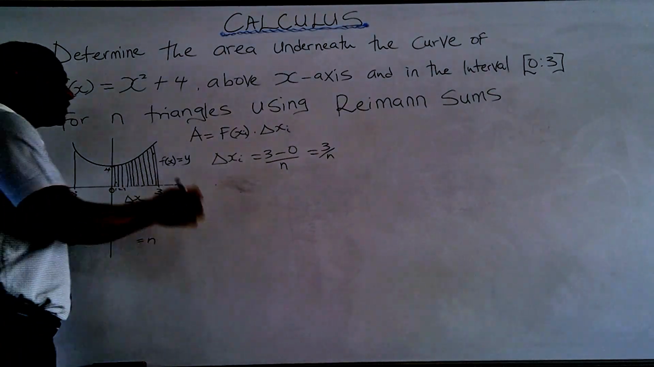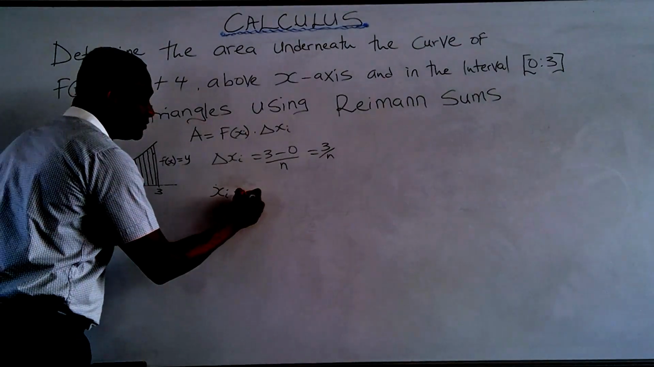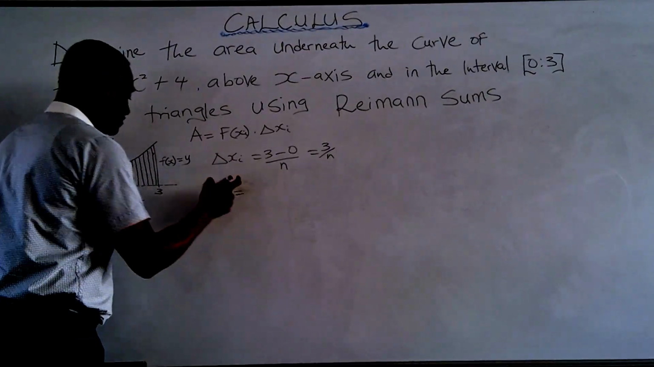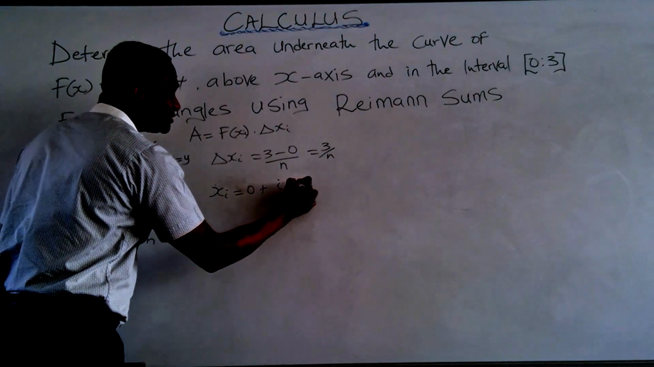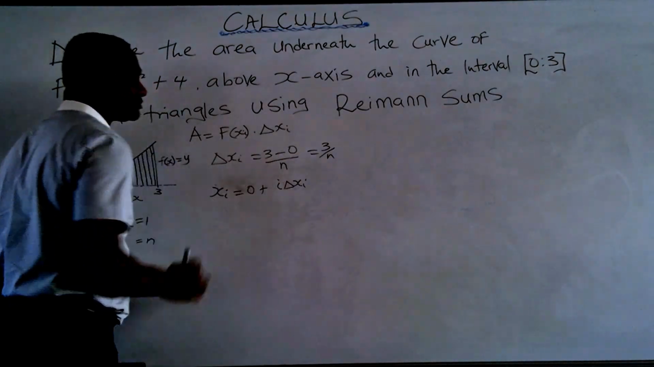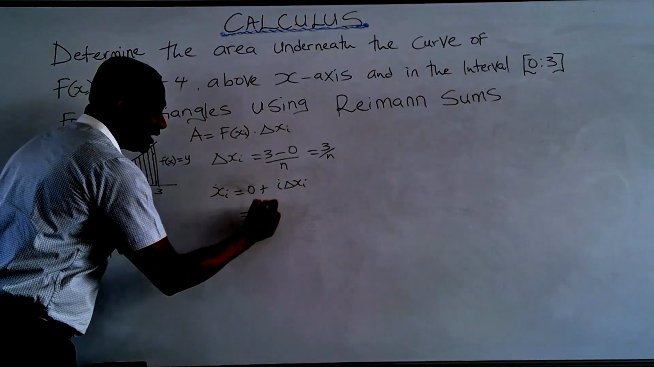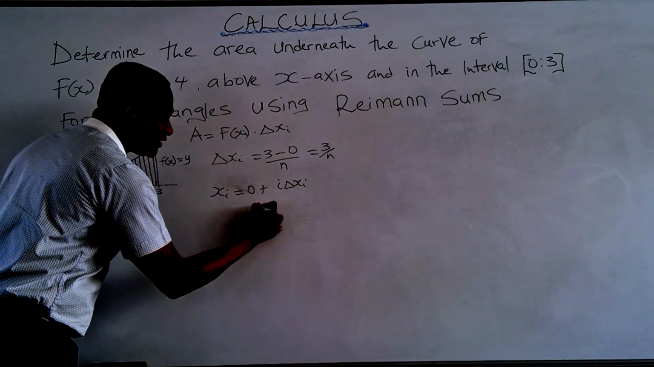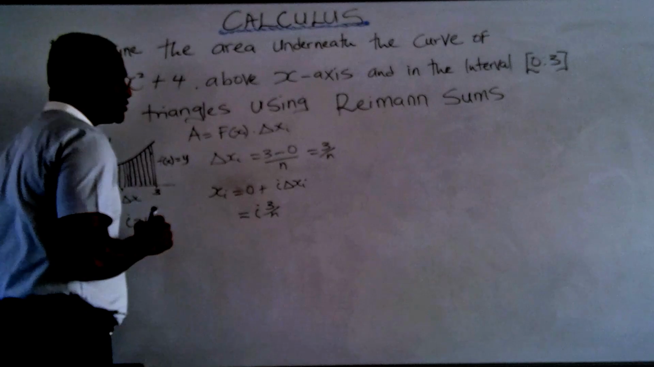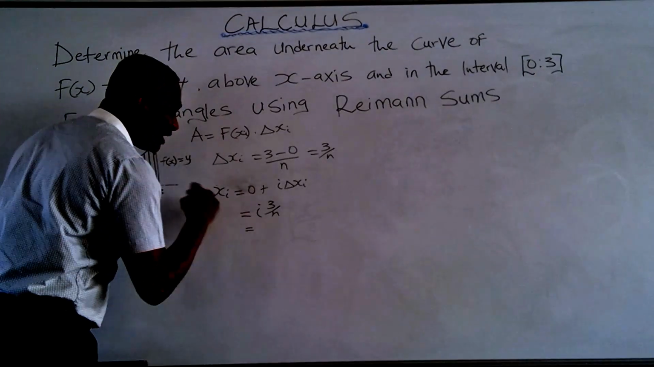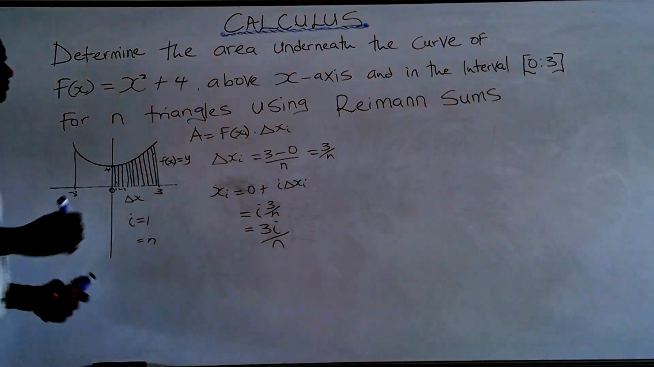Then we have to get the bottom left corner, and we say that our x i will be the bottom left corner, which is the lower limit 0 plus i delta x i. Our 0 is done, we have i, and our delta x i is 3 over n. So we have our x i as 3i over n.